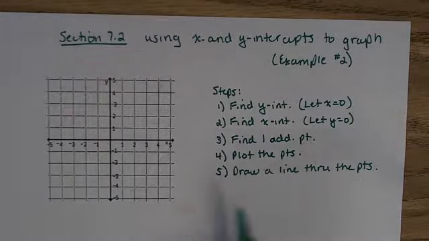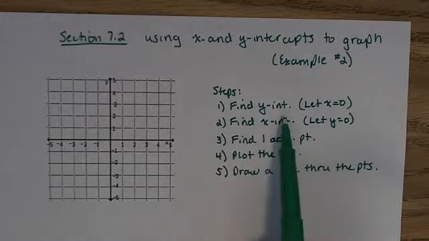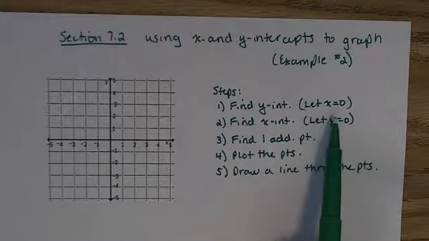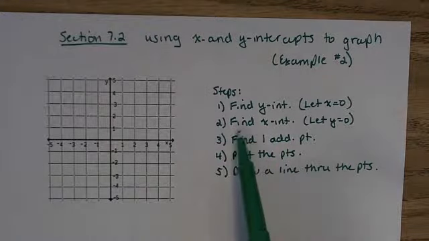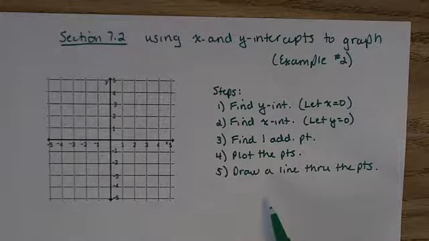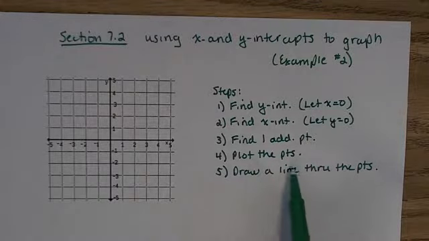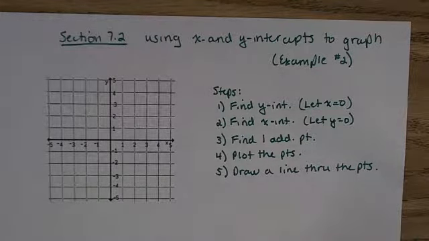Now, I wanted to review the steps we talked about in the first video. Again, the steps include finding the y-intercept, and this is where we let our x equal 0. The second step is to find the x-intercept, that's where we let y equal 0. We find one additional point to make sure we found the correct x and y intercept, plot the points, and then draw a line through the points, and that will give us the graph.